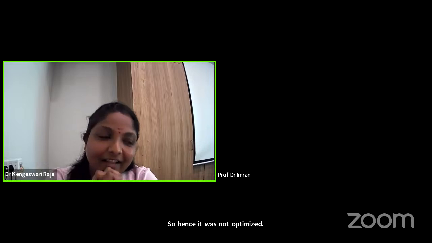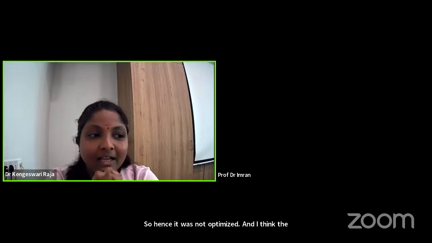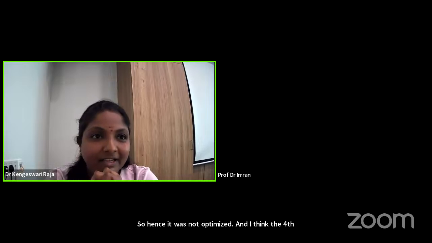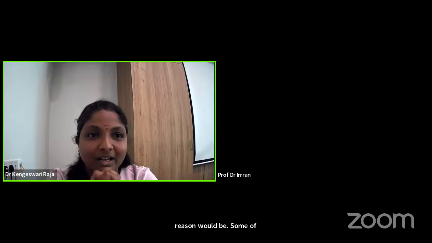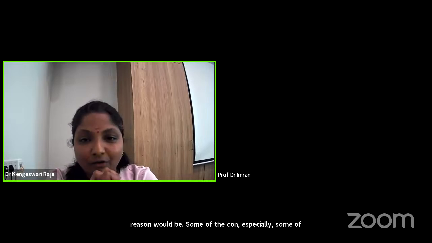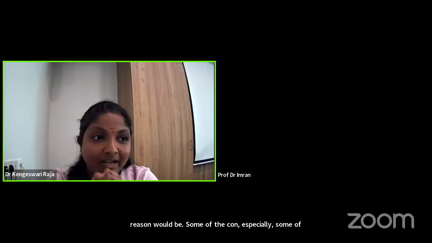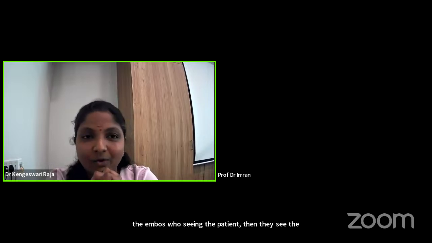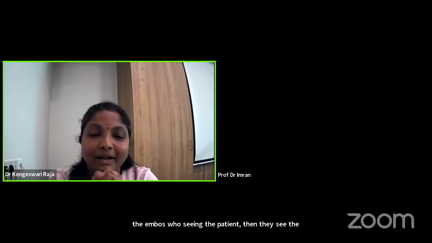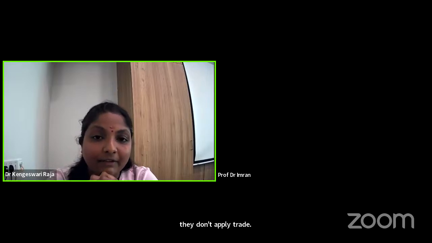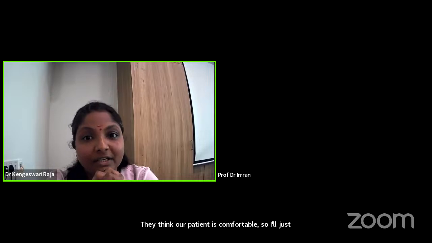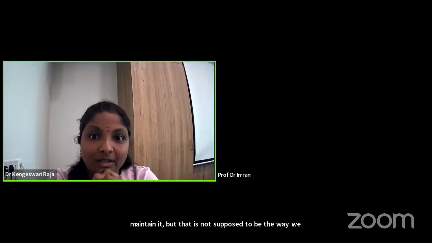And I think the 4th reason would be that some of the specialists or MOs seeing the patient, when they see the patient is comfortable, NYHA class 1, don't up-titrate. They think, oh, the patient is comfortable, so I'll just maintain it. But that is not supposed to be the way. We have to optimize it to the patient's maximum tolerated dose. That's most important.